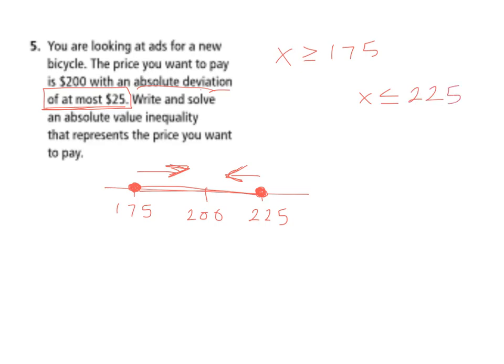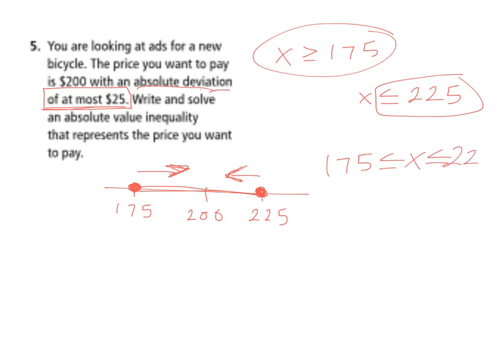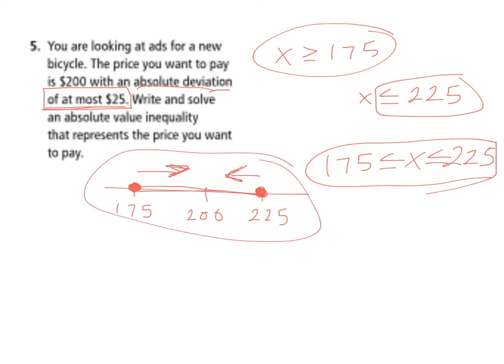So what we're going to do now is, because we know this is an and, we have to put it together. We're going to take the smallest one and flip it. 175 less than or equal to x, and we're going to include that, less than or equal to 225. There is the correct compound inequality. This is the correct graph.